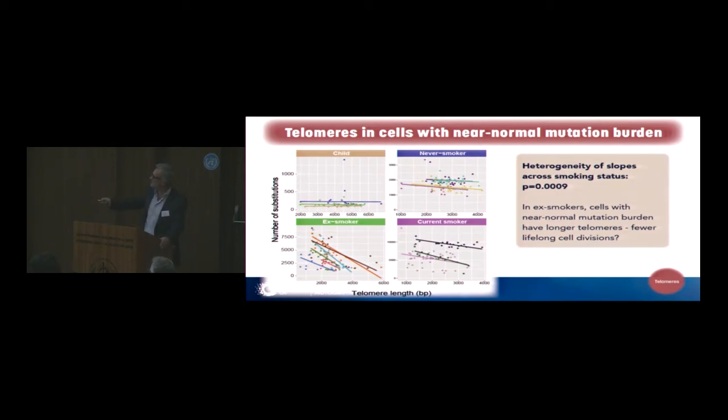In particular, those cells with the near normal mutation burden down here have much, much longer telomeres than the cells with more mutations. So what that tells us is that those cells with the near normal mutation burden have undergone, presumably, many fewer mitoses during their life than their more mutated counterparts. And that is suggestive that potentially there's a pool of cells that's relatively quiescent during life and that expands once someone stops smoking and eventually begins to replenish the bronchial epithelium with cells with near normal mutation burden. So it's an interesting story.